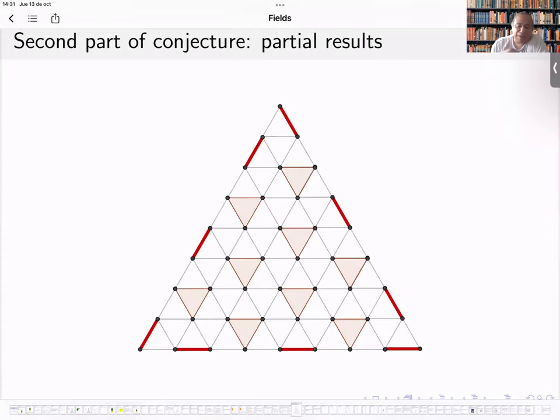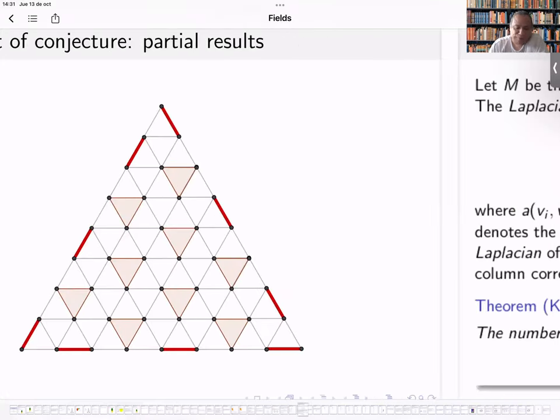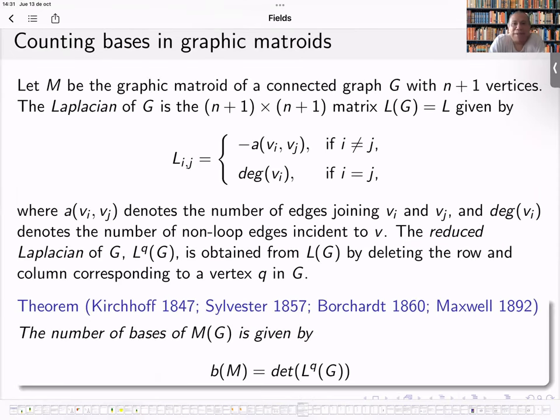So let me go back. This is a picture just to show that it was very nice. But let's go back to matroids, and let's talk about co-graphic matroids and the H vector of the co-graphic matroids. So let's take a graphic matroid M of a graph that is a connected graph with n plus one vertices.